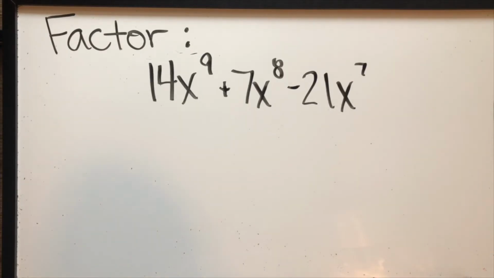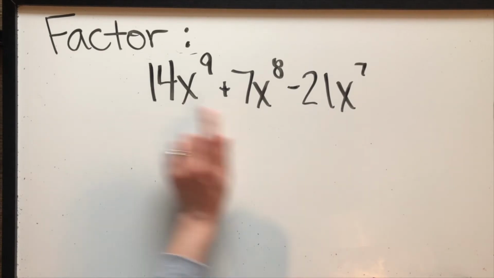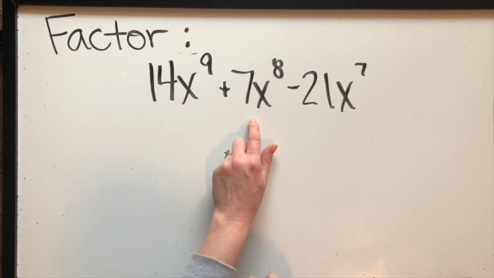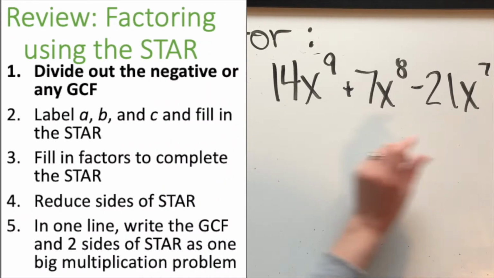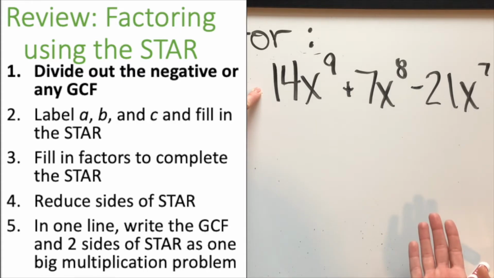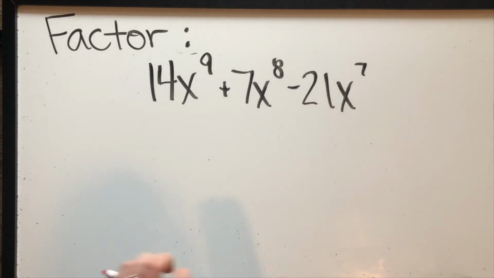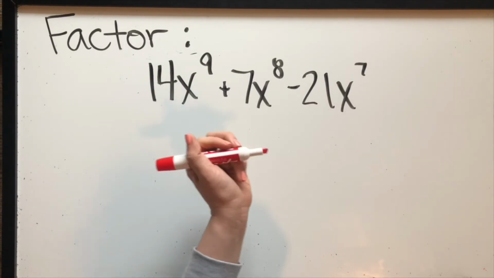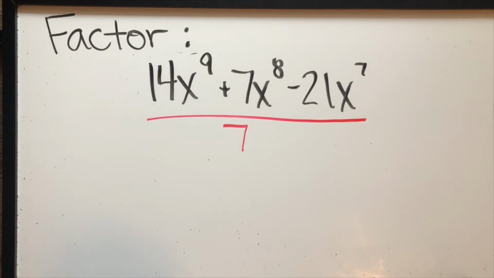All right, after seeing the last example, you saw what looked like a binomial that we were able to change into a trinomial. On this problem, we're back to just easy 3 terms. 14x to the 9th plus 7x to the 8th minus 21x to the 7th. So again, we're going to first look, the first term is not negative, so we don't need to divide a negative out. But 14, 7, and 21, I know that they can all be divided by the number 7. So I'm going to take a 7 out of all 3 terms.